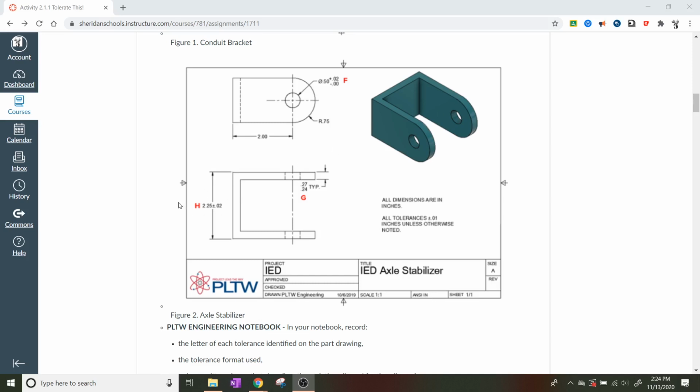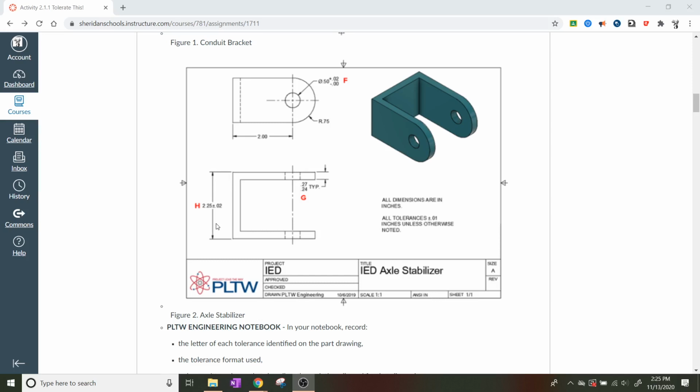On the next one, for H, this one is 2.25 inches plus or minus 0.02. So let's see here. I see plus or minus, so that's going to be both directions. So that is a bilateral tolerance. And if we're adding and subtracting 0.02, then that means that we're adding and subtracting 20 thou.